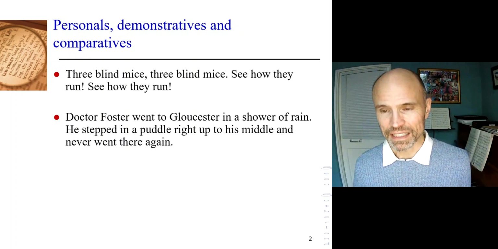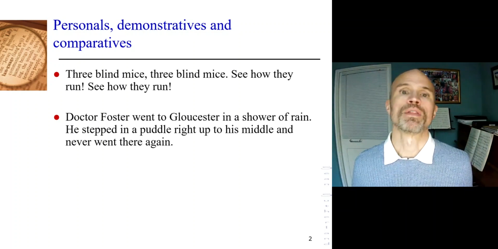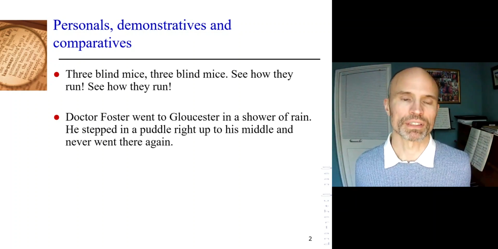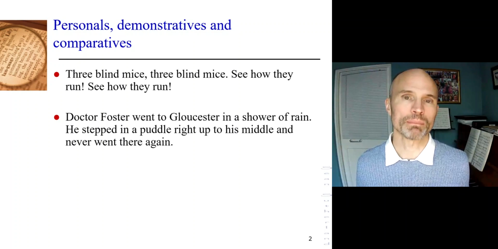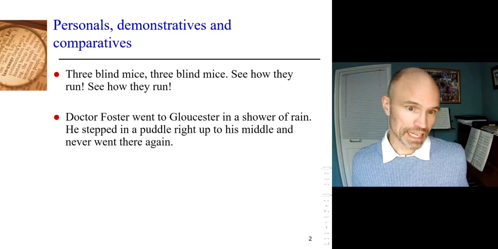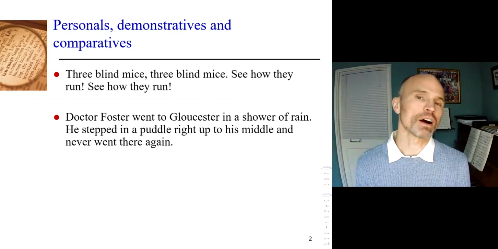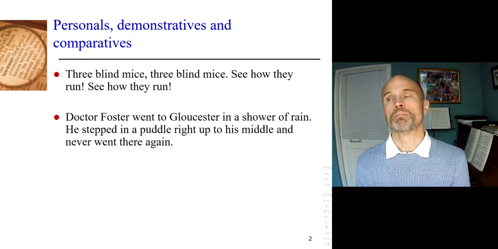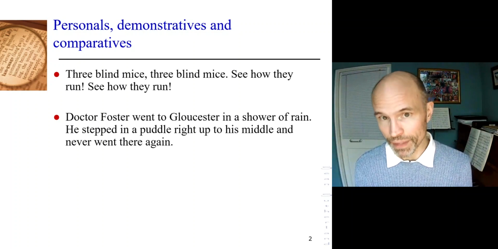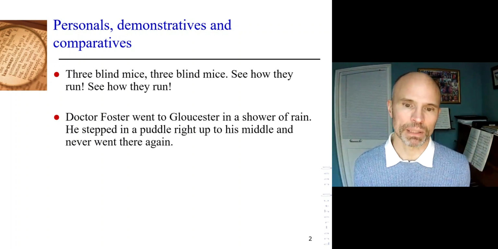That he, just like they, those are both called personal references. They're generally used to refer to people, or in this case with the three blind mice, animals. They're called personal references because they often refer to people, but in many cases they can refer to other things. It's just that the name is personal.